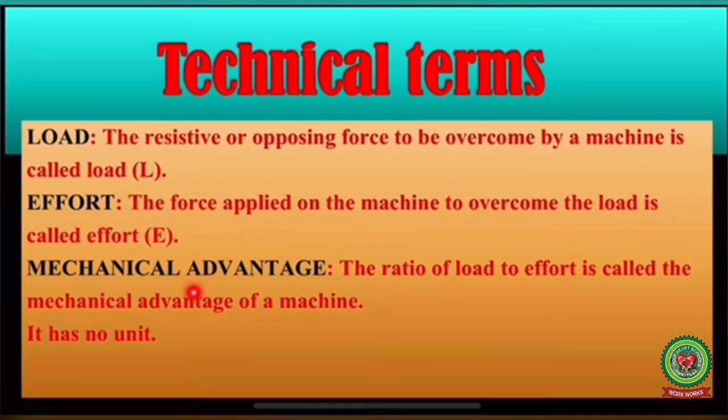The next term is mechanical advantage. The ratio of load to effort is called the mechanical advantage of a machine. As load is a force, it has unit Newton. Effort is also a force, it has unit Newton. So Newton will cancel each other and mechanical advantage has no unit.